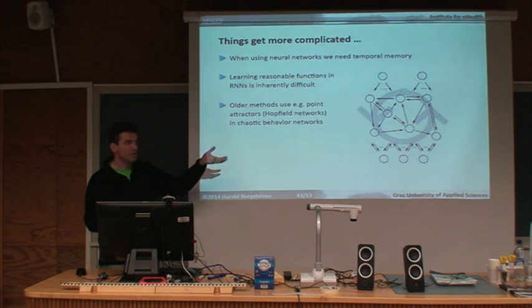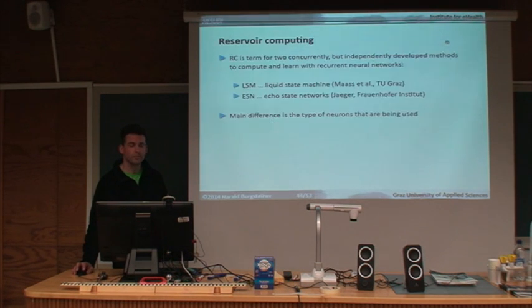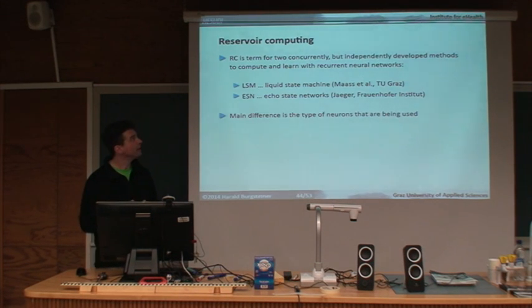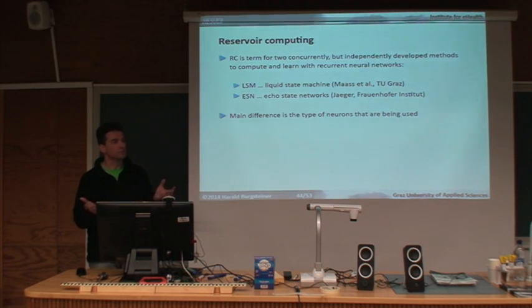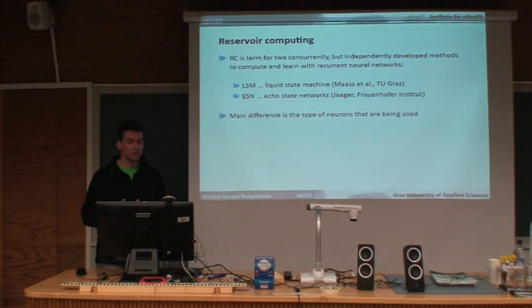So we have to use recurrent networks, and those are really hard to train. There exist some solutions that already go back to the 1970s, 80s, I think, but they're not giving really good results. Some better methods came up in about 2001, 2002, when two research groups developed concurrently, but with quite different methods behind it, the so-called reservoir computing. Reservoir computing is this term that sums up these two technologies. One, the so-called liquid state machine, called that in the beginning, the other so-called echo state networks, one from Graz, where I've worked, and the other from the Fraunhofer Institute by Harald Burgsteiner in Germany.